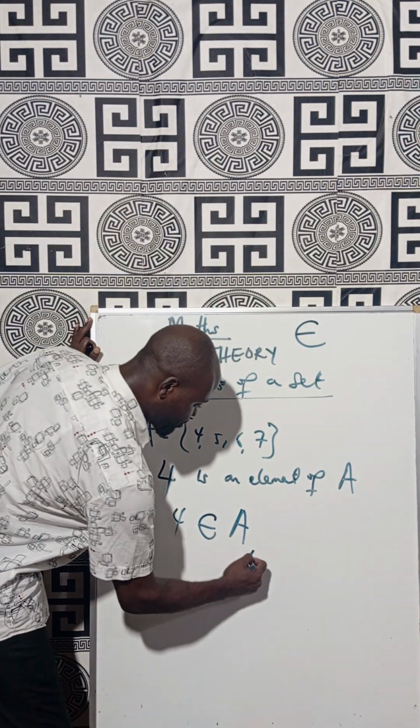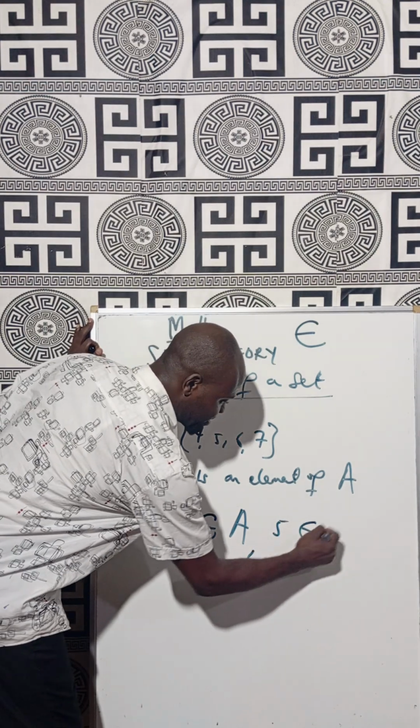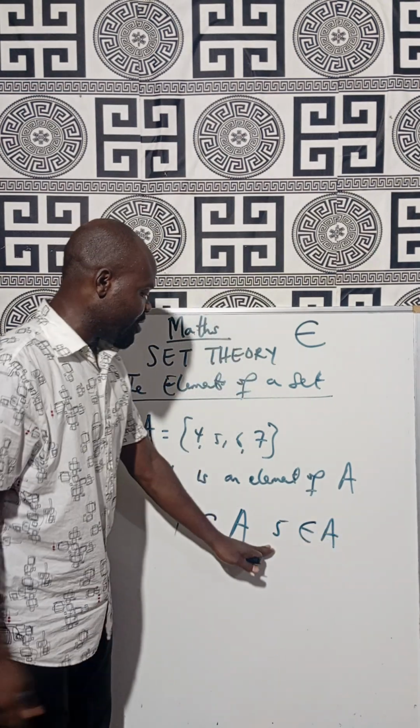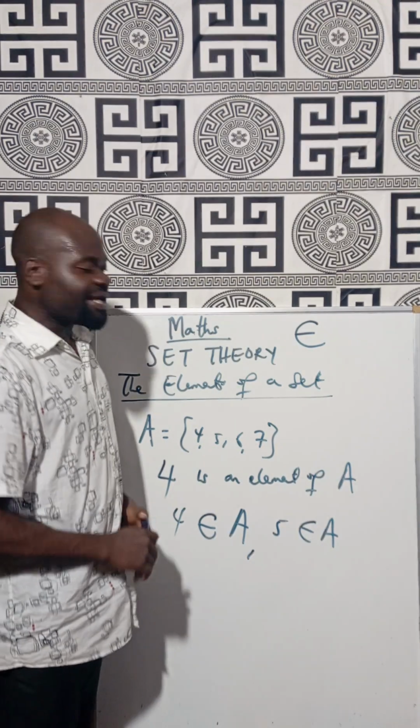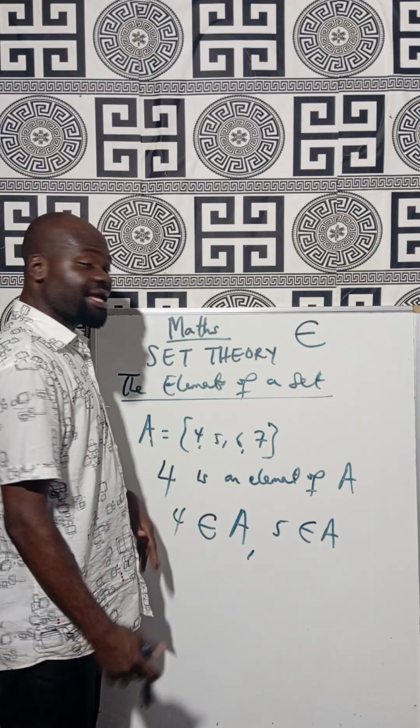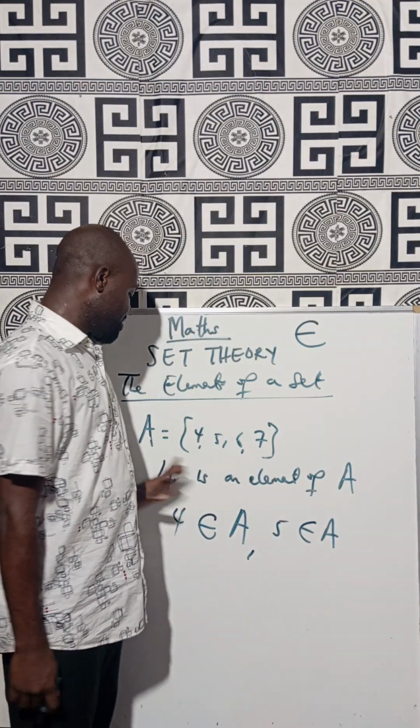Yes. 5 also is an element of set A. That is, 5 belongs to A. You understand me now? So note that. Okay, can we say 10 is an element of set A? No, because 10 cannot be found in this set A.